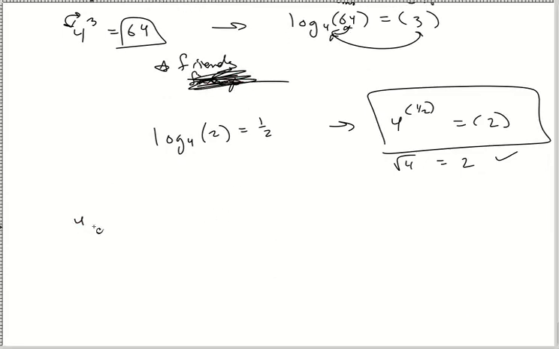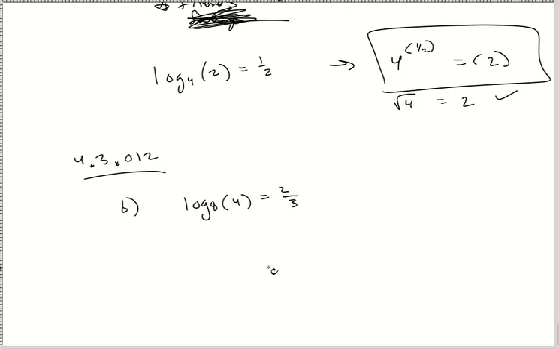Let's keep going. 4, 3, 0, 1, 2. So I'm going to start with part B, apparently, just because I can. Log base 8 of 4 is equal to 2/3, and they want to rewrite this as an exponential. Notice again, I got my base of 8, top of the tower, off the island.